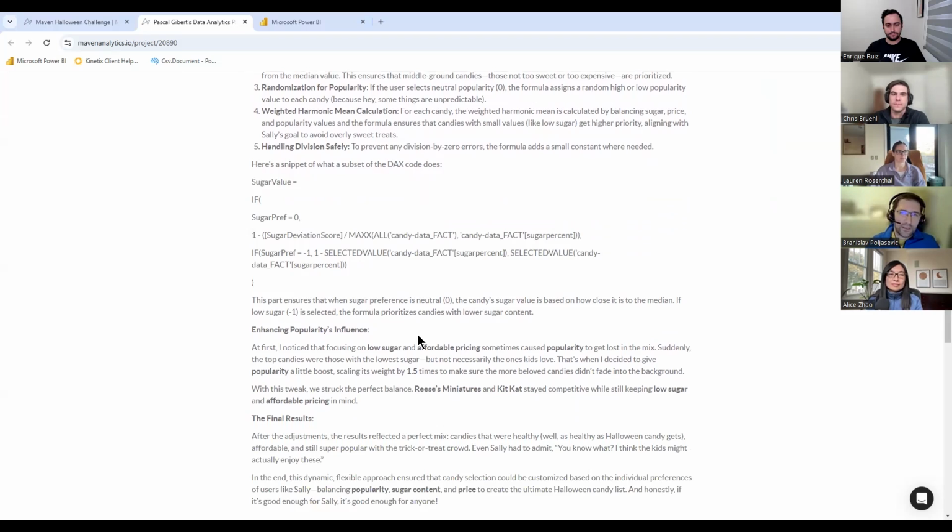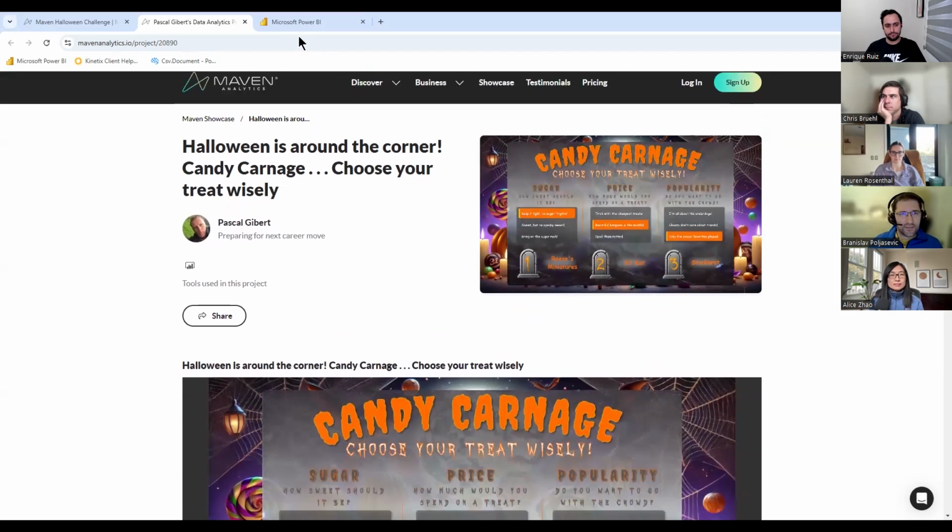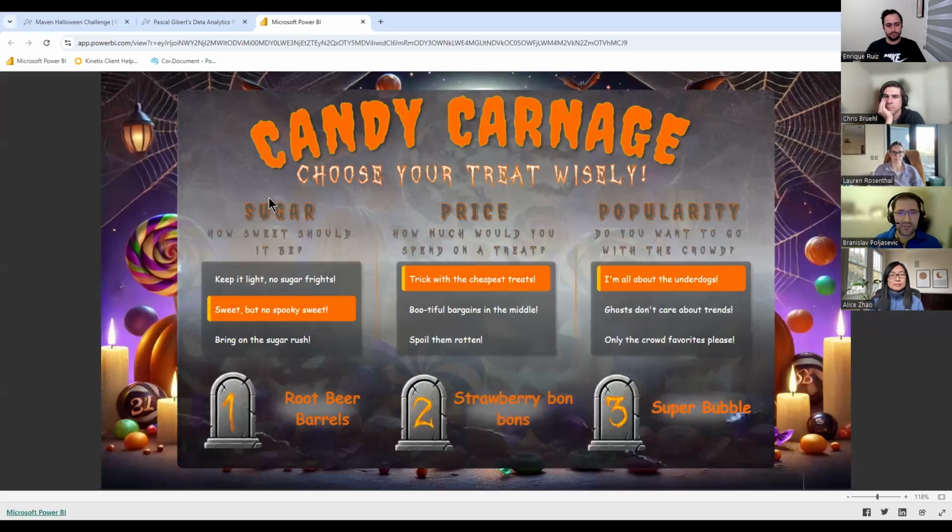There is also a piece where he made a few iterations through what he was doing in order to enhance the popularity's influence, because in his first run, he found that the selection of candy ended up being either not sweet or not expensive, meaning that popularity didn't influence the final outcome as much. There is a walkthrough here on how he fixed that. But overall, if I'm going to actually move to his final product, which is extremely simple.